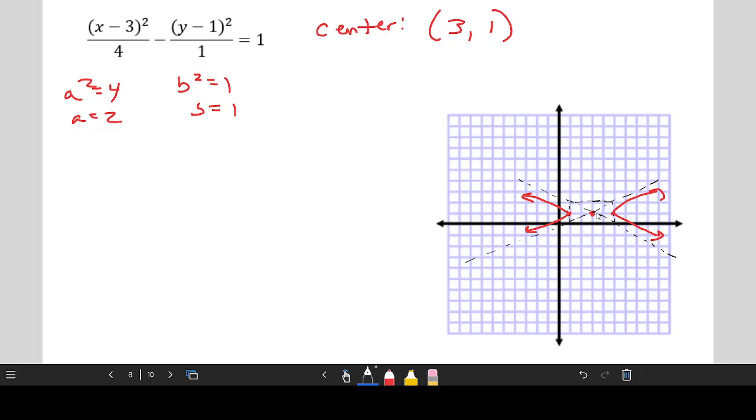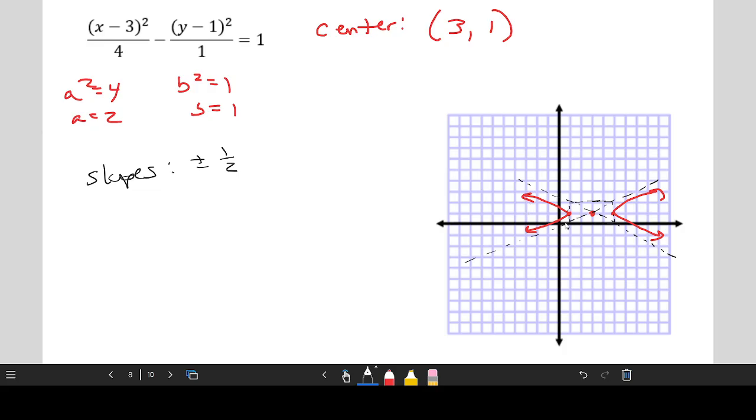Now this time, if we look at the slope, we go from the center to the corner of that rectangle, we go up 1 and over 2. So the slope of that line is 1/2. And then for the other one, if we start at this corner and go down 1 over 2, we end up at the center. So the slopes this time are plus or minus 1/2.